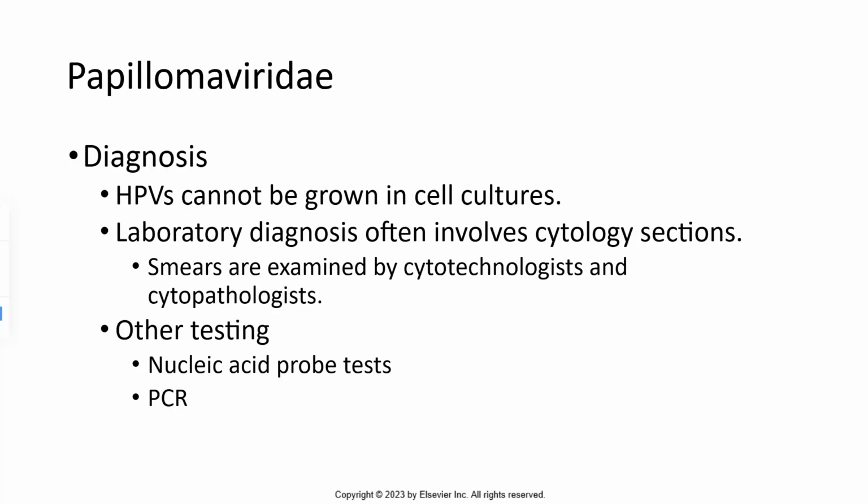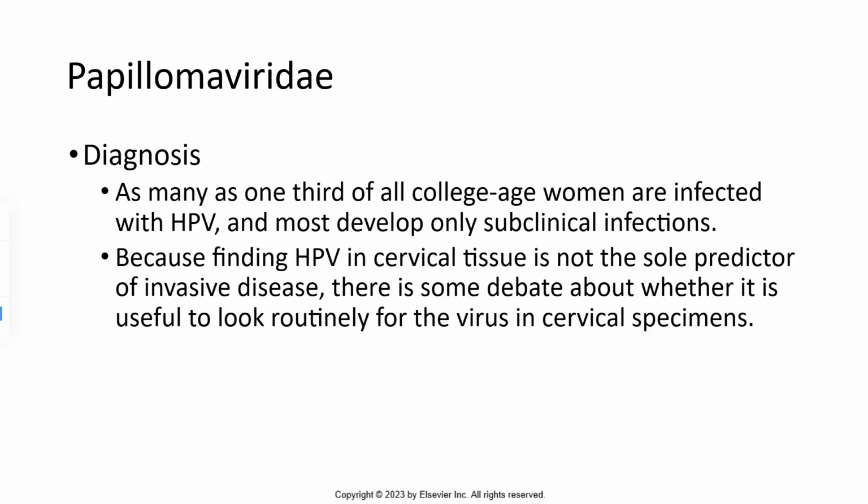Diagnosis: HPVs cannot be grown in cell cultures. Laboratory diagnosis often involves cytology sections, smears examined by cytotechnologists and cytopathologists. Other testing includes nucleic acid probe tests and PCR. As many as 1/3 of all college-age women are infected with HPV, and most develop only subclinical infections. Because finding HPV in cervical tissue is not the sole predictor of invasive disease, there's some debate about whether it's useful to look routinely for the virus in cervical specimens.